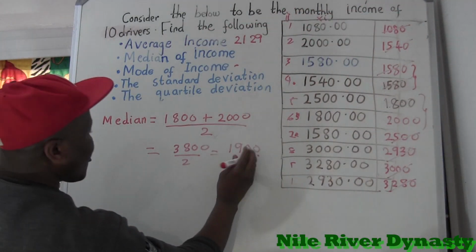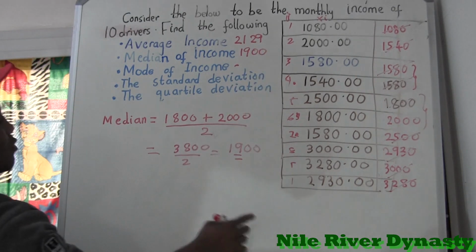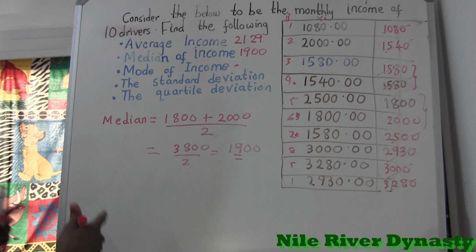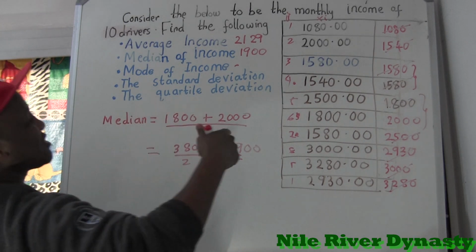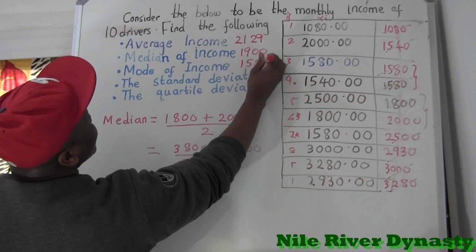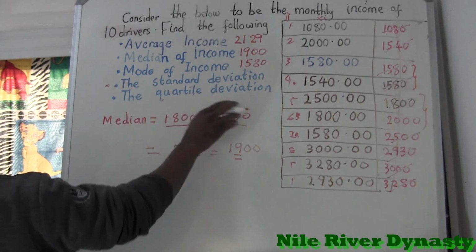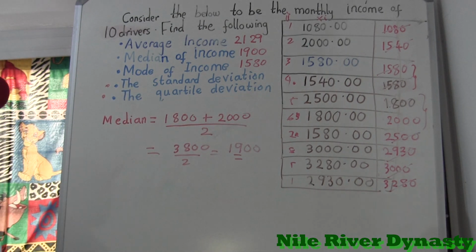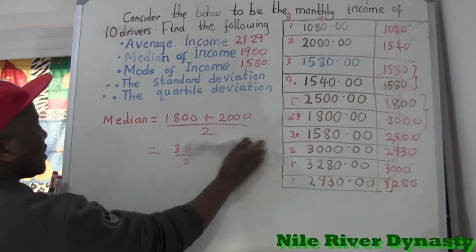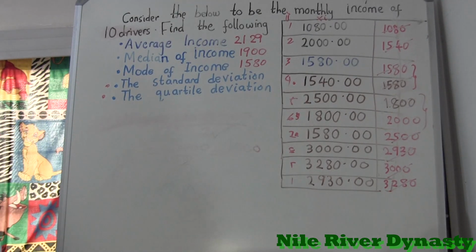So our median we already had, 1900. But our mode, which number appears the most, the highest frequency number that appears every time here, is 1580. So that's going to be our mode. So we're done with the mode. Now we go for the standard deviation, and then we go for the quartile deviation.